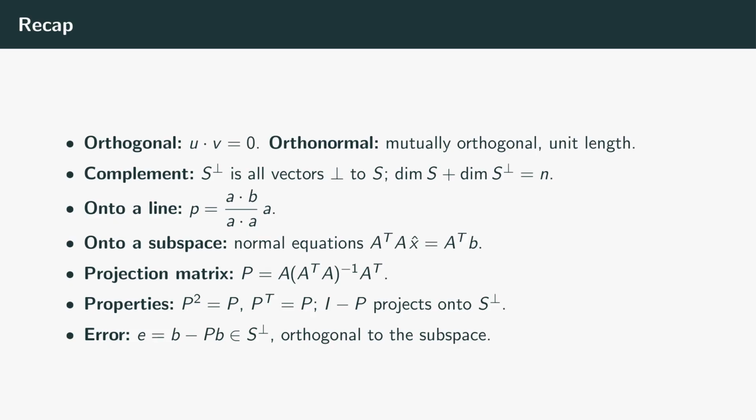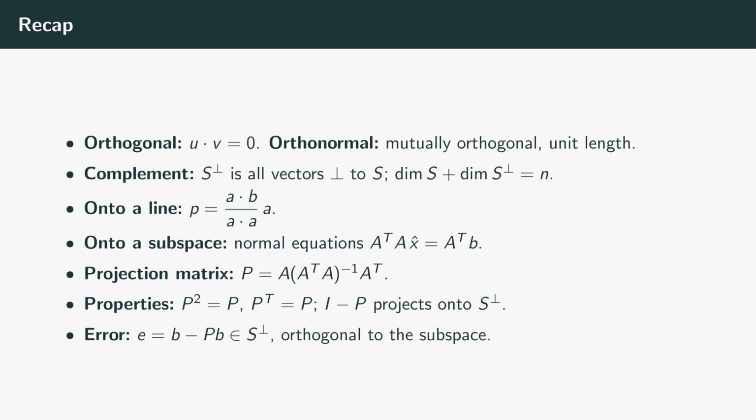To project onto a subspace, the column space of A, we solve the normal equations: A transpose A times x hat equals A transpose B. Bundling that into one matrix gives the projection matrix P equals A times the inverse of A transpose A times A transpose. It is idempotent, P squared equals P, and symmetric, and the matrix I minus P projects onto the complement. The error, B minus PB, always lies in the orthogonal complement, perpendicular to the whole subspace.